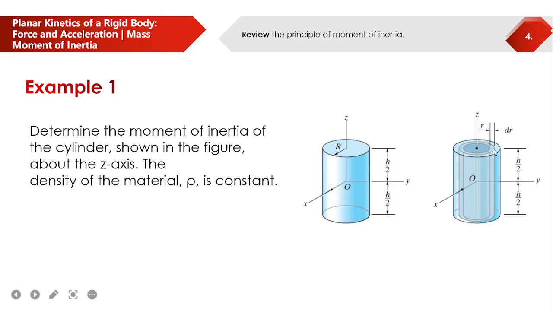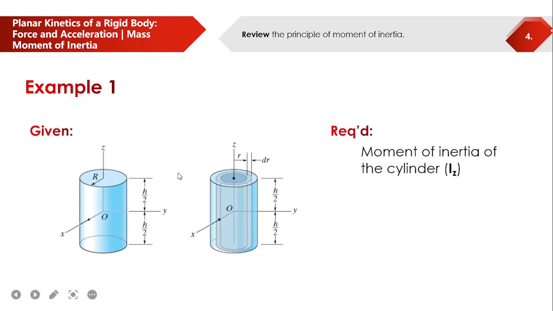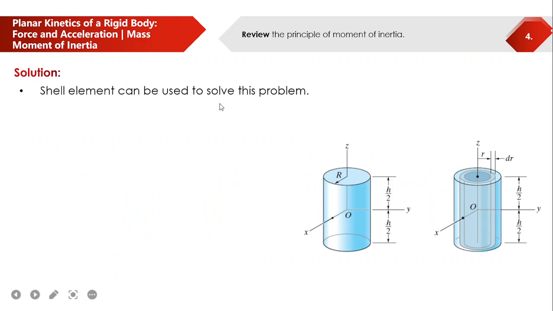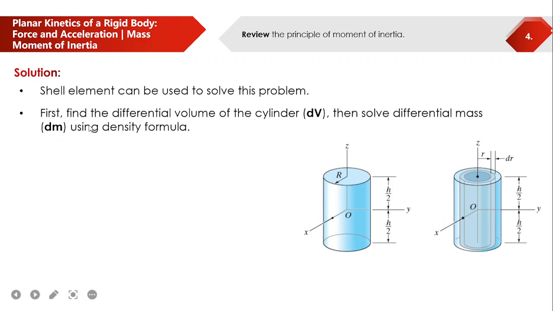This is the thickness if we use a shell element. How do we solve this? How do we find the moment of inertia of the whole cylinder? We are going to use the shell element. The required is the moment of inertia of the cylinder about the z-axis. So the shell element can be used to solve this problem. First, find the differential volume of the cylinder, dV, then solve for the differential mass, dm, using the density formula.